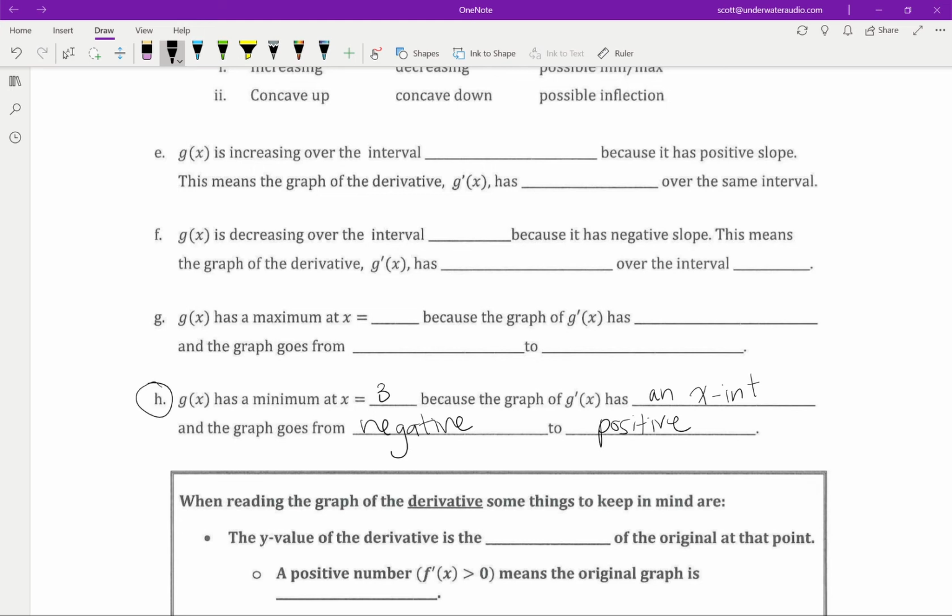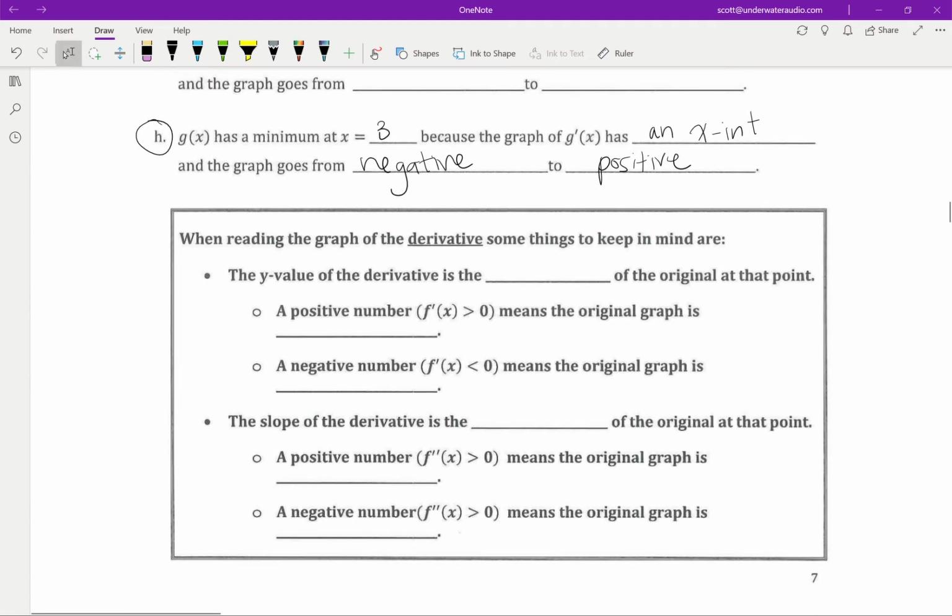Okay, so this next little bit, when reading the graph of the derivative, some things to keep in mind are the y value of the derivative is the slope of the original at that point. A positive number, that would mean the same thing as the derivative is greater than 0, means the original graph is increasing. A negative number means the original graph is decreasing.